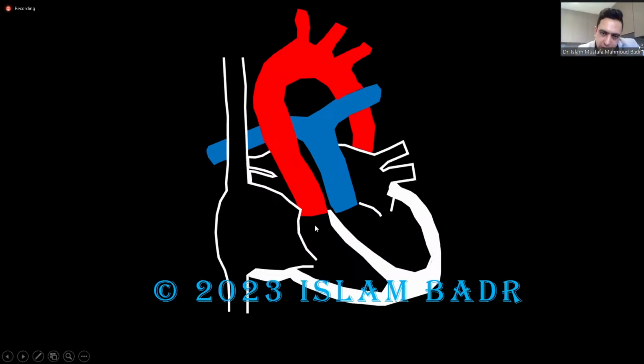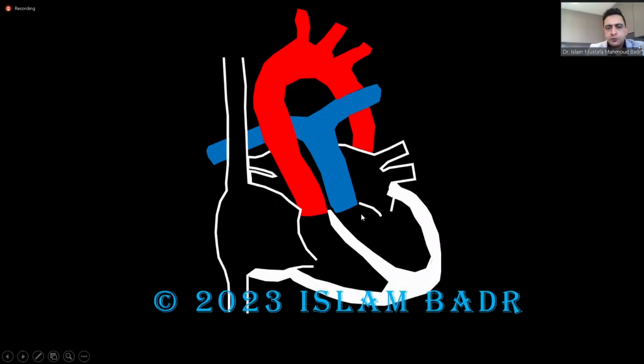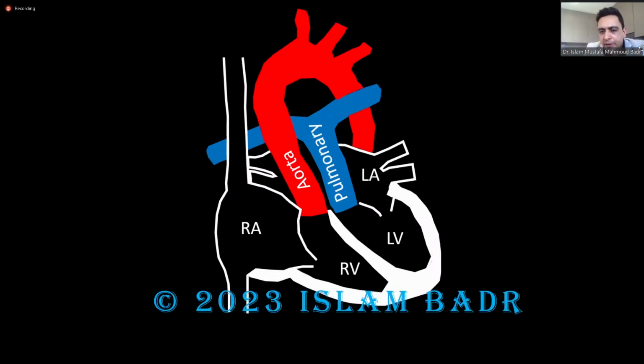No, in TGA the aorta is not connected to the left ventricle, where it should be. It's connected to the pulmonary artery instead. So what you will have here is that the right atrium connects to the right ventricle, and the aorta is coming out of the right ventricle, and the left atrium is connected to the left ventricle, and the pulmonary artery is coming out of the left ventricle.